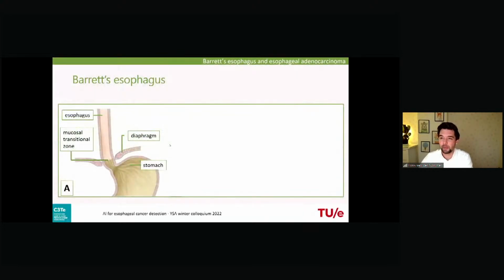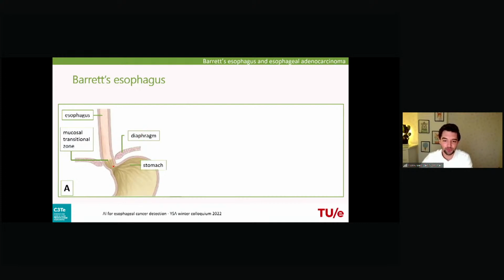So first of all, a bit of clinical background. So we're talking about this thing called Barrett's esophagus. So here you see, let me get my pointer out. Can you see my pointer? Yes, yeah. I see some people nodding.